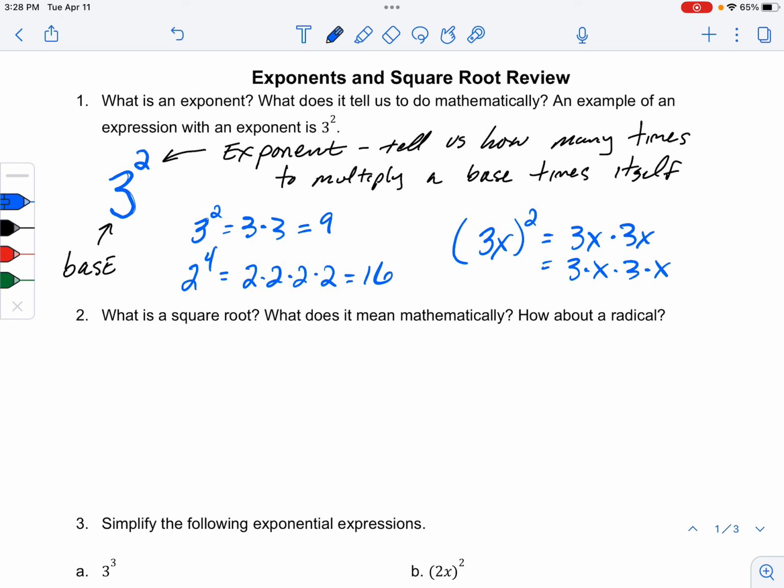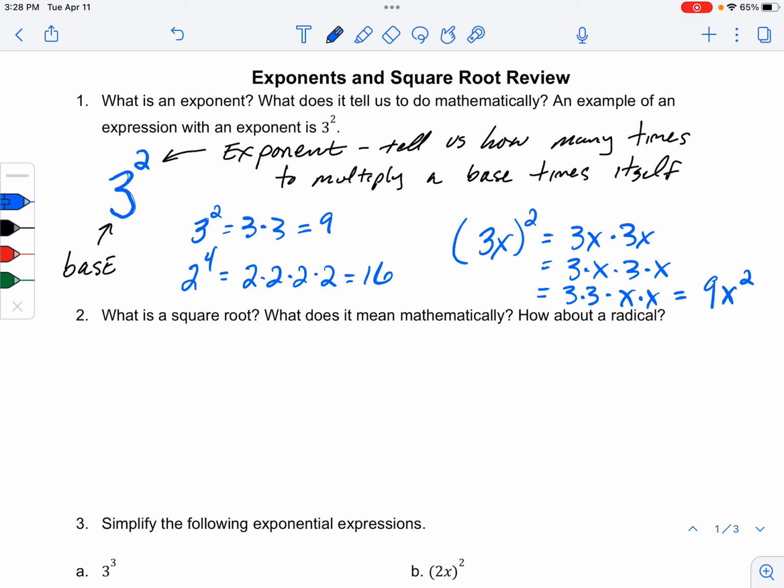And so if we were to simplify this, we can also rearrange multiplication however we want. It doesn't matter what order things go in. So if I think of this as 3 times 3 times x, which we can do, we get 9x squared. So be careful with that. Anything that's in the parentheses that's squared or raised to another power, we need to take all of it and multiply it that number of times.